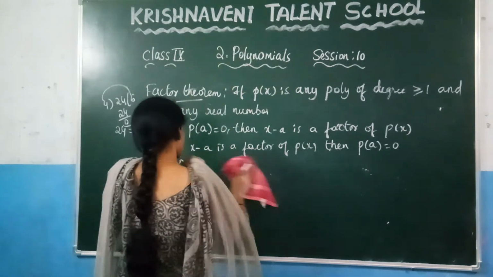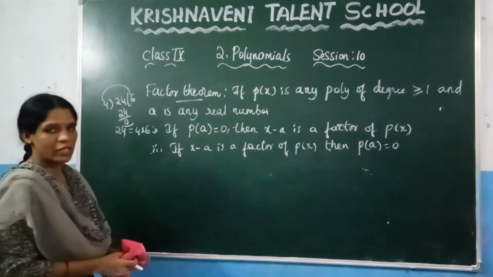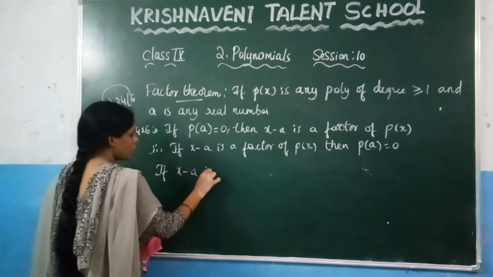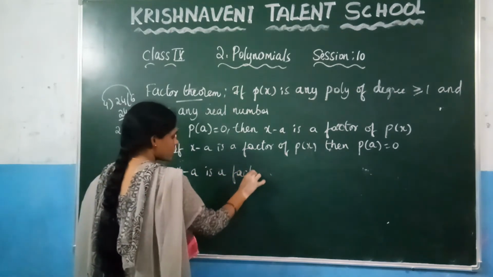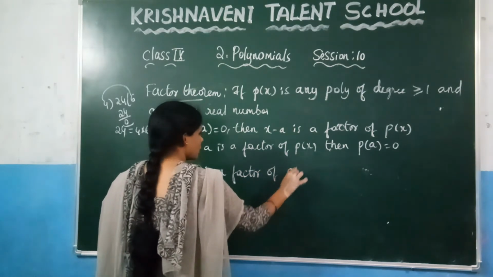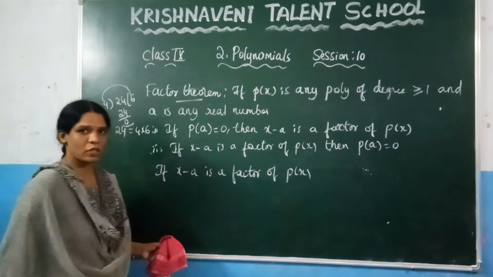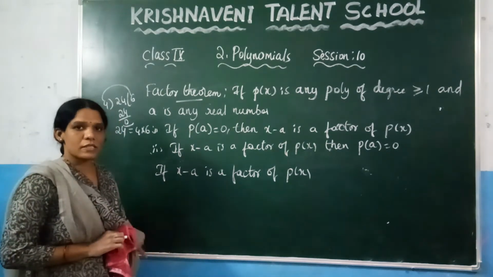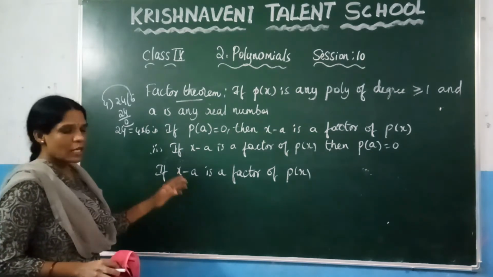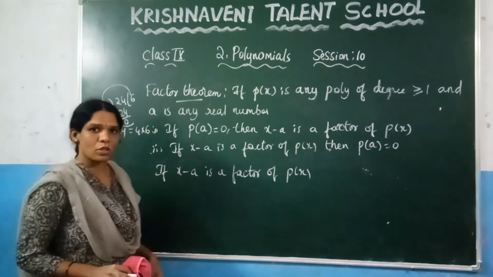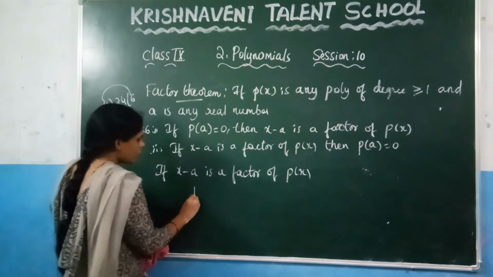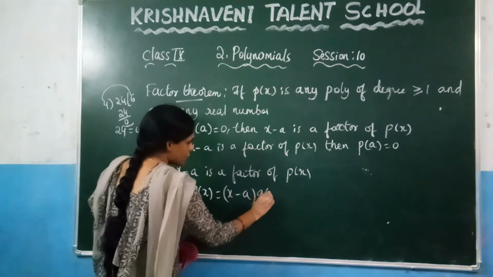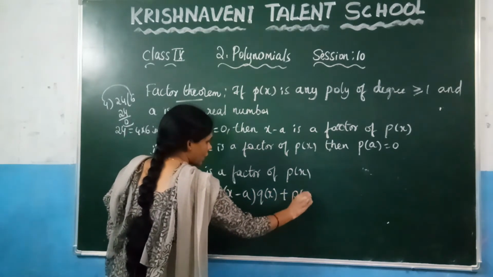So what is the next condition here? If x minus a is a factor of P of x, that means this condition is given here. If x minus a is a factor of P of x, that means if you are dividing this polynomial with x minus a, you will get some quotient and you will get some remainder, and by using the divisibility rule, or the dividend rule, you can write dividend is equal to divisor into quotient plus remainder, which is P of a in this case.